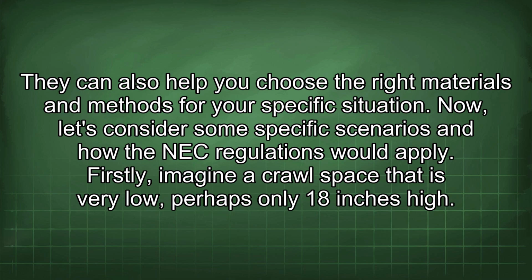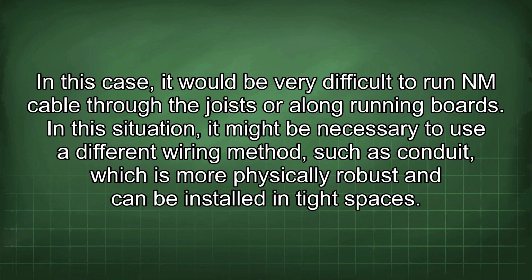Now, let's consider some specific scenarios and how the NEC regulations would apply. Firstly, imagine a crawl space that is very low, perhaps only 18 inches high. In this case, it would be very difficult to run an NM cable through the joists or along running boards. In this situation, it might be necessary to use a different wiring method, such as conduit, which is more physically robust and can be installed in tight spaces.